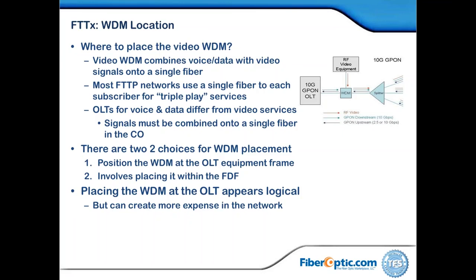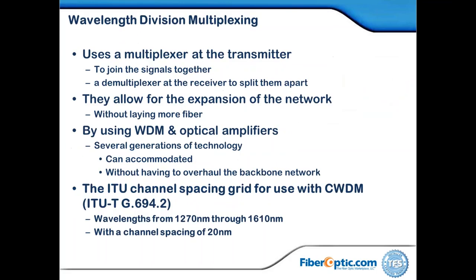At the OLT equipment frame, it involves placing it within the fiber distribution frame, or placing the WDM at the OLT itself. It appears logical, but can be quite expensive in some networks. And again, the entire course gets much more into design on some of these in regards to wave division multiplexing at the transmitter. Now, there are channel spacing grids that are used in coarse wave division multiplexing.